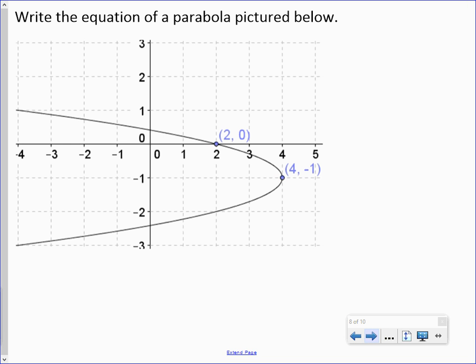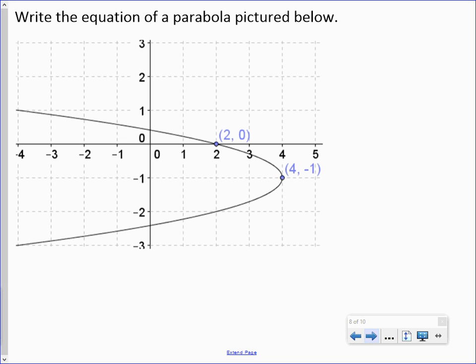But were you looking for something special? You were looking for a directrix. Wouldn't that be nice if I gave that to you? Yeah, that'd be nice because then you could count the distance and find p. Do you know the directrix? No. Do you know the focus? No. So how can we find p?